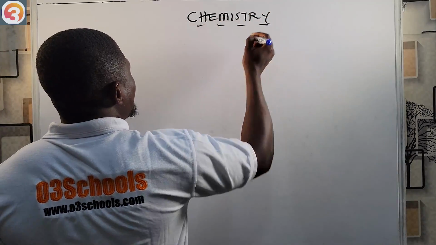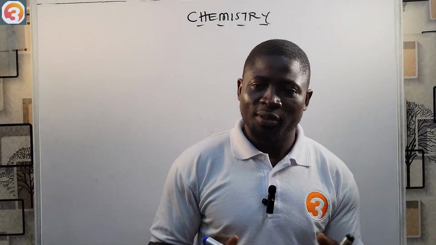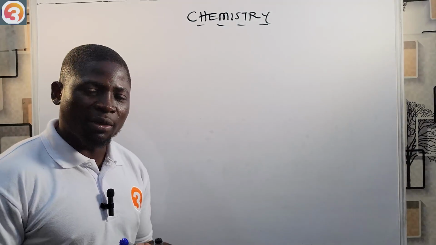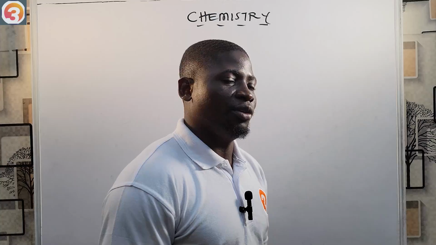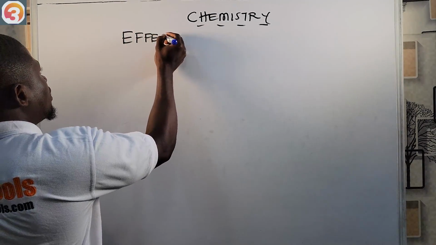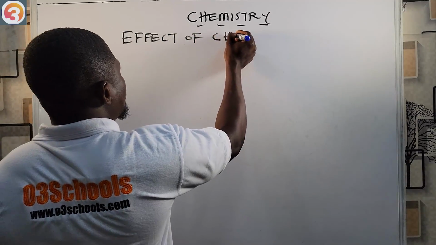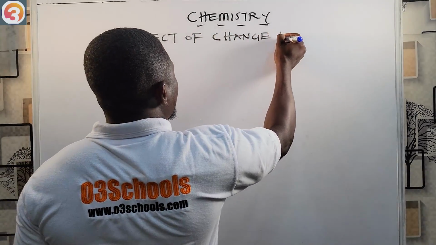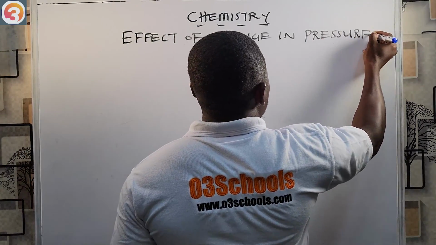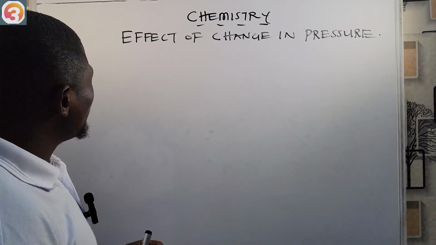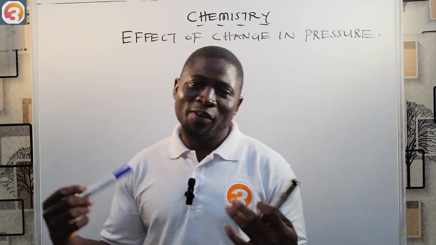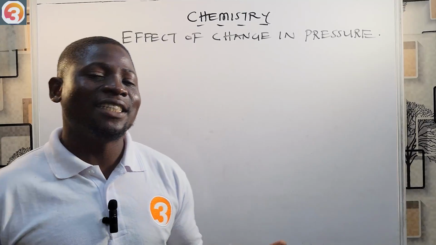And of course, today we are continuing our study on chemical equilibrium. We are going to be looking at the effect of change in pressure on equilibrium position. Okay, so we're looking at the effect of change in pressure on the equilibrium position. In the previous class, we looked at the effect of change in temperature.